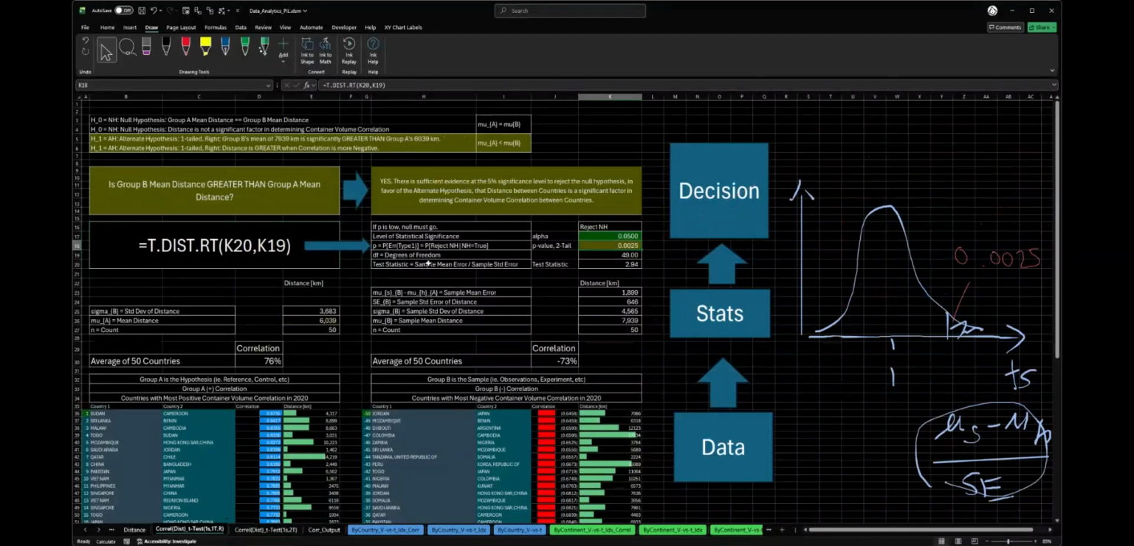In both cases, we reject the null hypothesis. So it's different. Not only is it different, it's greater than. So the distance is greater than in group B, the mean distance. So our conclusion is that for the correlation being more negative, the distance is greater, and that's what's causing it. So distance is causing the correlation to become more negative.